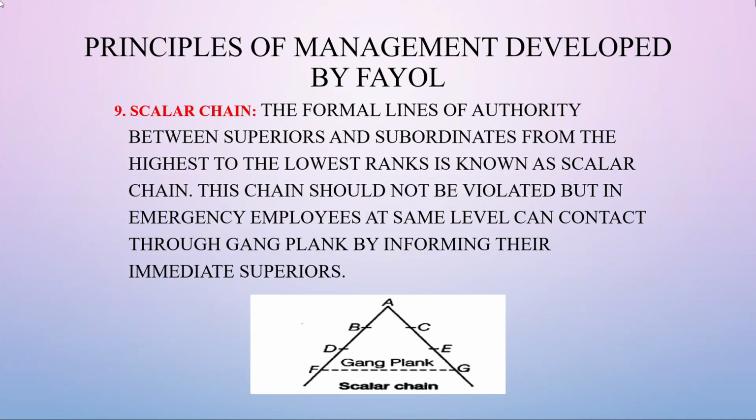Moving on to the ninth point, which talks about scalar chain. Now, dear students, the formal line of authority between superiors and subordinates from the highest to the lowest rank is known as scalar chain. This chain should not be violated, but in emergency, employees at the same level can contact through gangplank by informing their immediate superior.